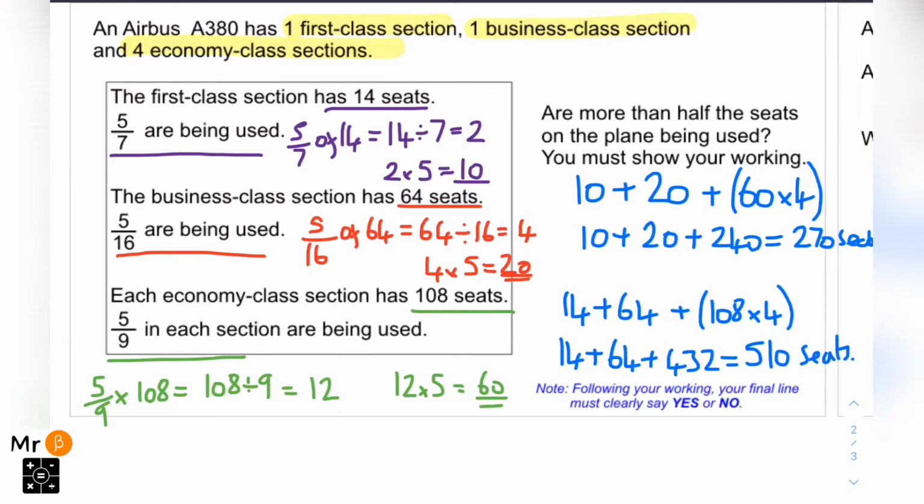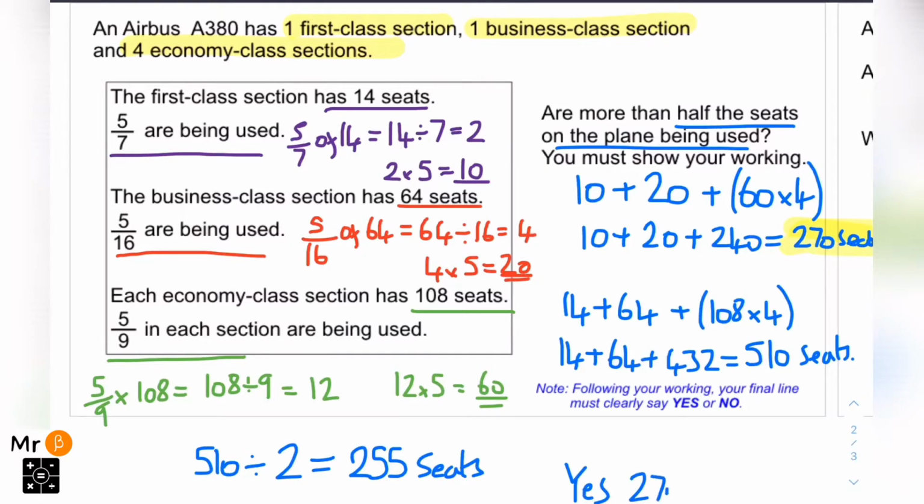It wants to know if more than half the seats are being used. Well, if we work out what half of the total amount of seats are, which is 510 divided by 2, we know if we were using 255 or more, then yes, we are using more than half the seats. So in total, we are using 270. Therefore, yes, 270 is bigger than 255.